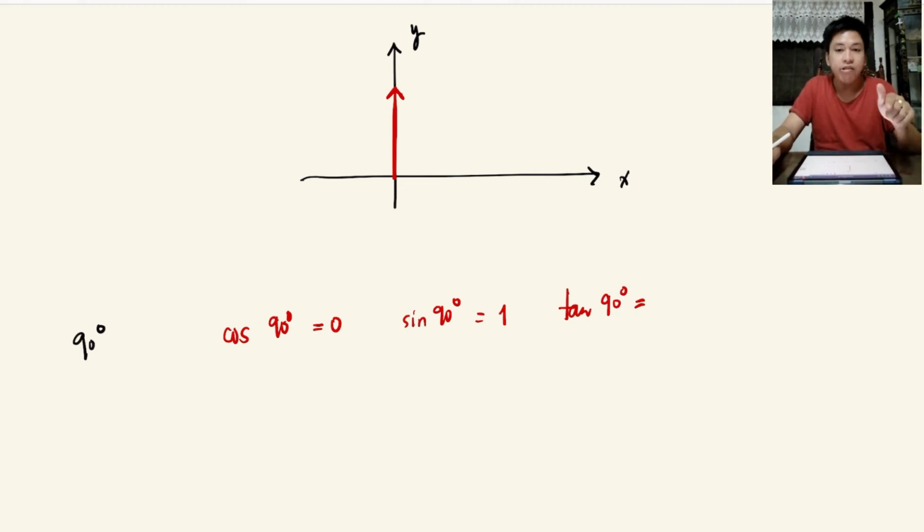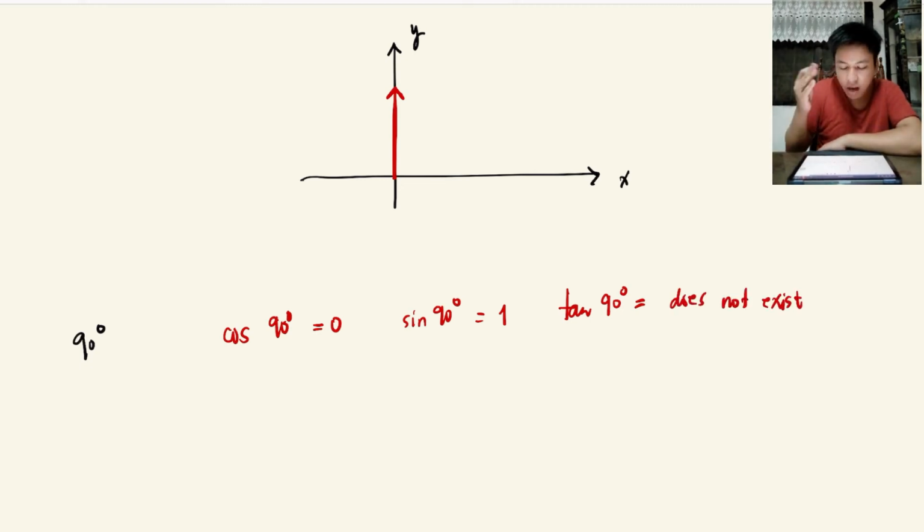So you may pause this video so that you can think of the answer. Okay, so the answer here is does not exist, meaning that there is no tangent of 90 degrees. Why? Remember that tangent of an angle is equal to the sine of an angle all over the cosine of an angle. So meaning to say you'll have 1 over 0, which is undefined in our real number system.